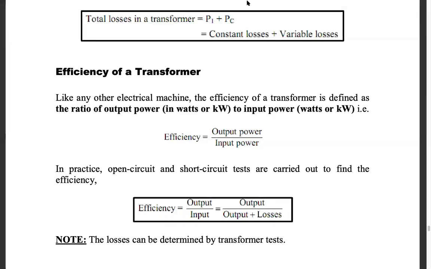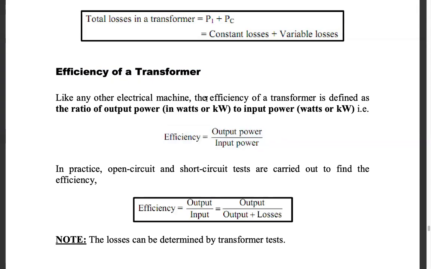Hello everyone. So in this lecture, we'll discuss the efficiency of a transformer. In the last lecture, we discussed the various losses that occur in the transformer, that is the iron losses and the copper losses. As we all know, efficiency is nothing but the ratio of the output power to the input power.